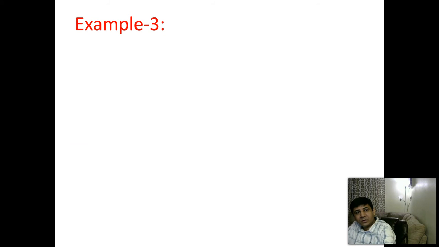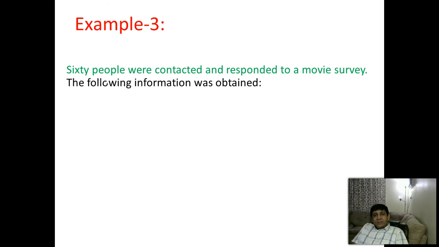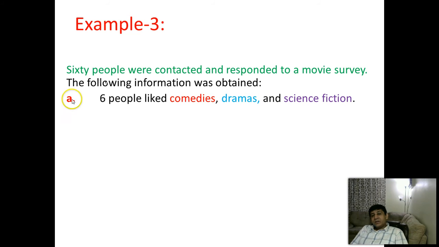Now let's move on to the next example. Let's look at one more example. In this survey, 60 people were contacted and were asked to respond to a movie survey. They were asked about what kind of movies they liked, and the following information was obtained. Six of those 60 people liked comedies, dramas, and science fiction, all three.